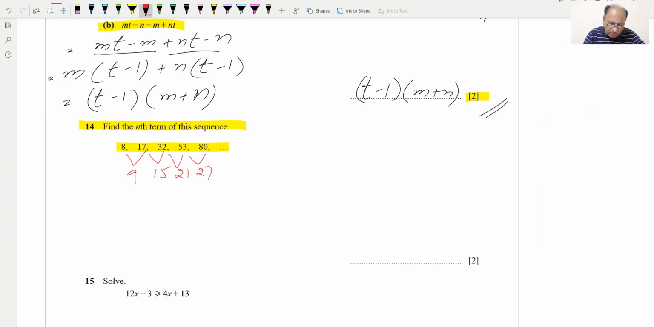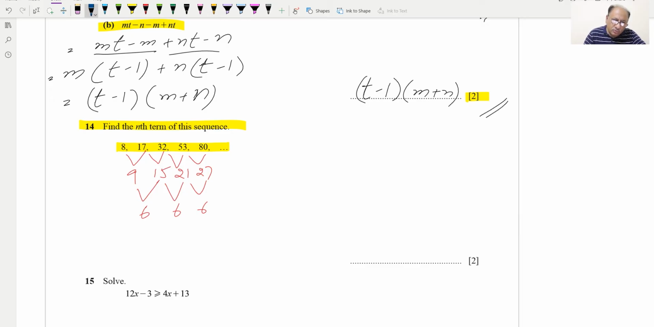The first order difference is not the same, so we will check the second order difference. This will be 6, and this one 6, and this one 6. So the second order difference is the same, so it means that it is involving n squared, a quadratic sequence.